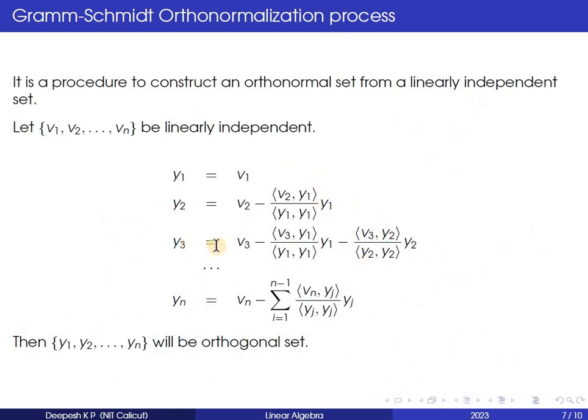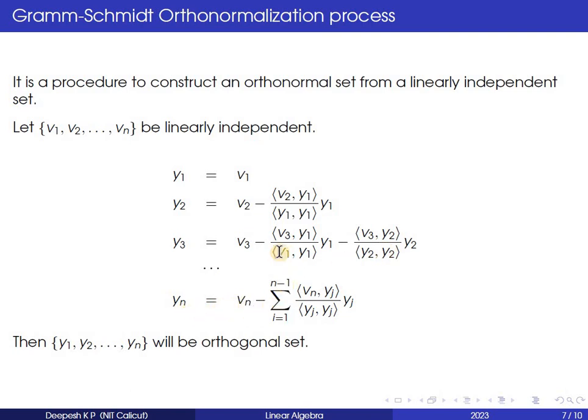Okay. Similarly, y3 is equal to v3 minus, you have to remove both the projections in the direction of y1 as well as y2. So v3 minus inner product of v3 with y1 divided by inner product of y1 with y1, times y1, minus inner product of v3 with y2 divided by inner product of y2 with y2, times y2. This is a scalar multiple of y1 and this is a scalar multiple of y2. This is actually the projection of v3 in the direction of y1 and this is the projection of v3 in the direction of y2. So they have to be subtracted, etc.